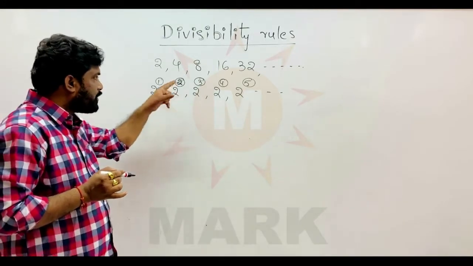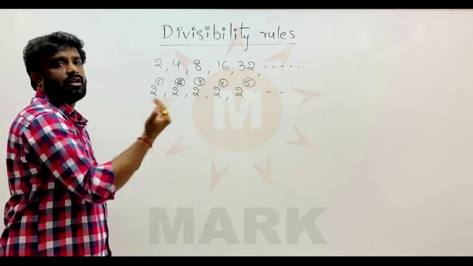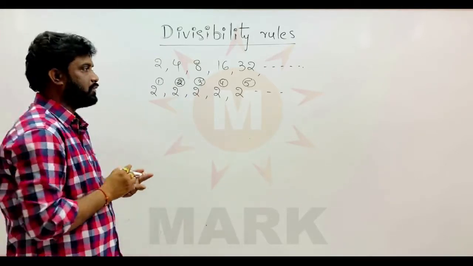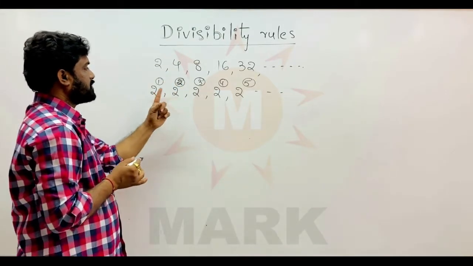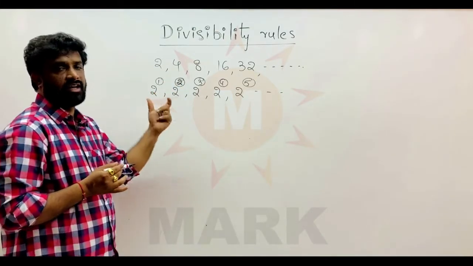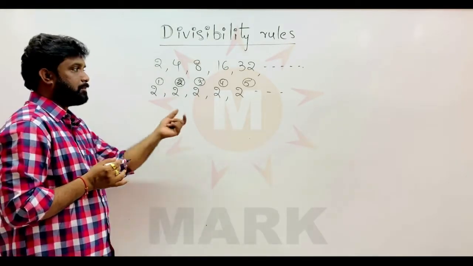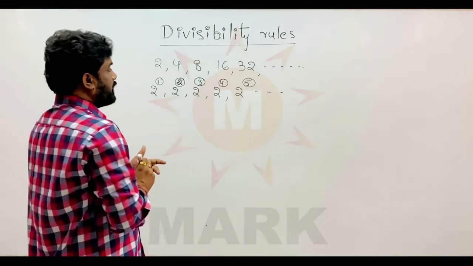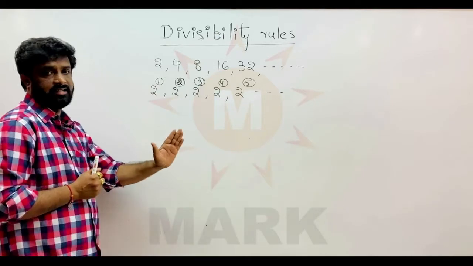This exponent decides, from the units place, how many places we have to consider for the divisibility rule. So whenever these numbers come, the actual logic lies in their exponents of 2. Whenever any number can be written as an exponent of 2, that exponent decides its divisibility rule. Now we will see one by one what is the divisibility rule of 2, 4, 8, etc.